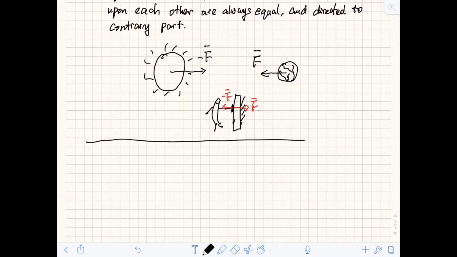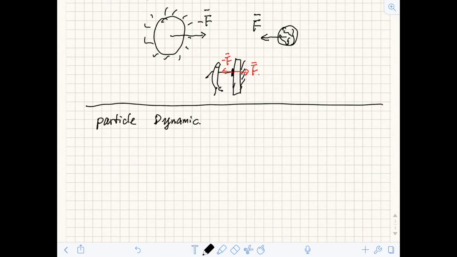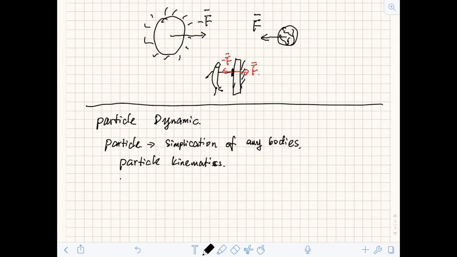So in this section, we're going to look at particle dynamics. A particle is really an oversimplification of any everyday object, but it's quite useful for us to describe and understand the concept of dynamics. Before, we looked at particle kinematics, and now we're going to look at particle dynamics, where we include forces in the equation.